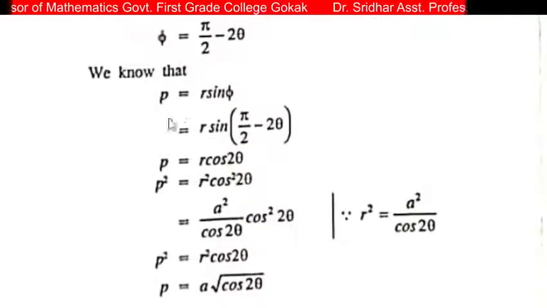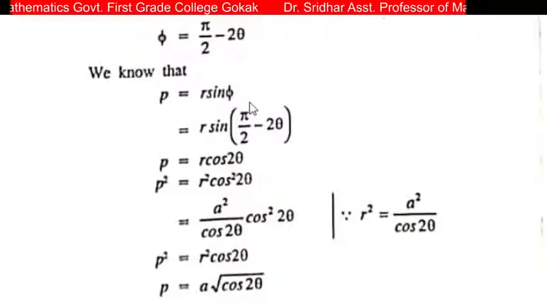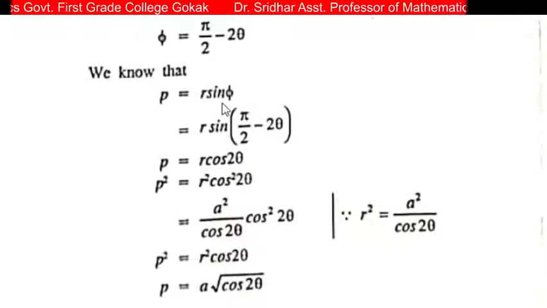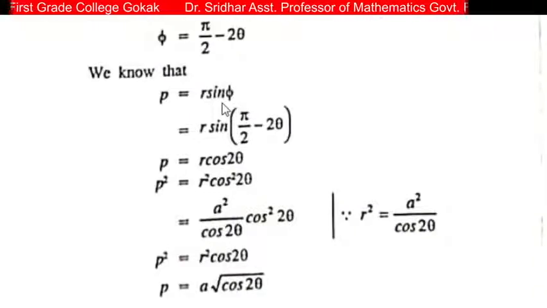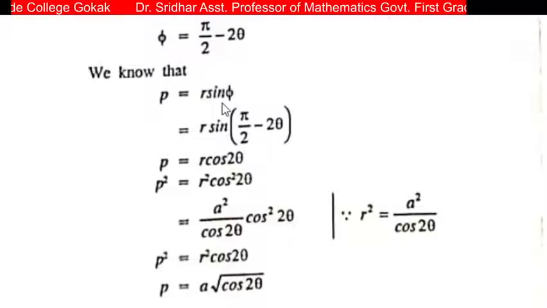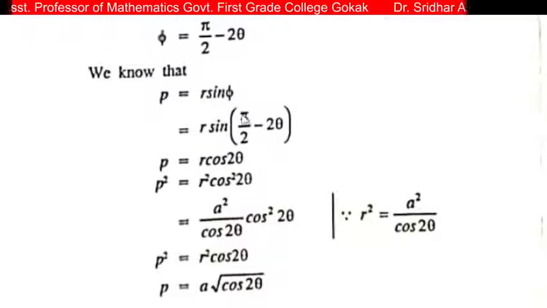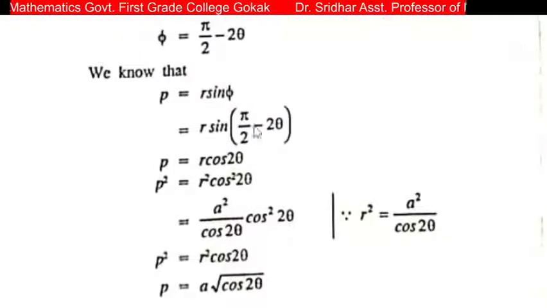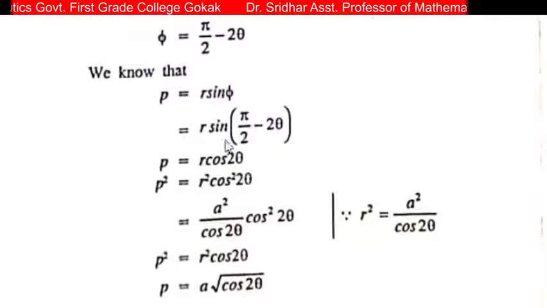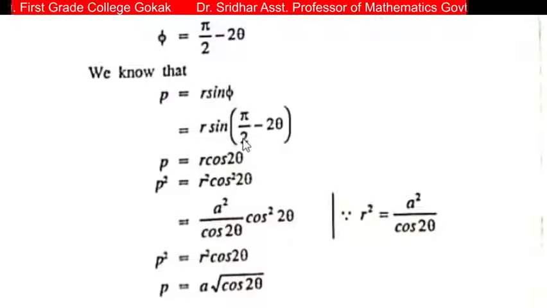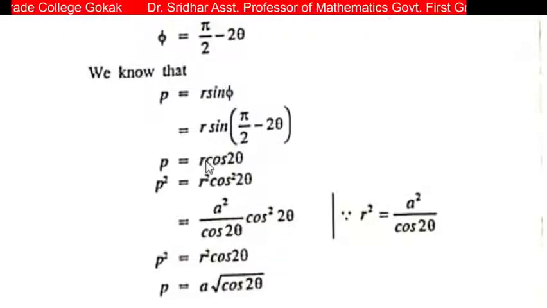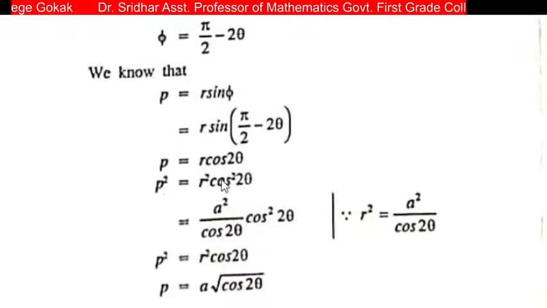So now we know that p is equal to r sin φ. Now substitute the value of φ in this equation, which gives r sin of π by 2 minus 2θ. So p is equal to r cos 2θ, because sin of π by 2 minus 2θ comes in the second quadrant, and for an odd multiple of 90, sin changes to cos, so r cos 2θ. Now squaring on both sides, p square is r square cos square 2θ.